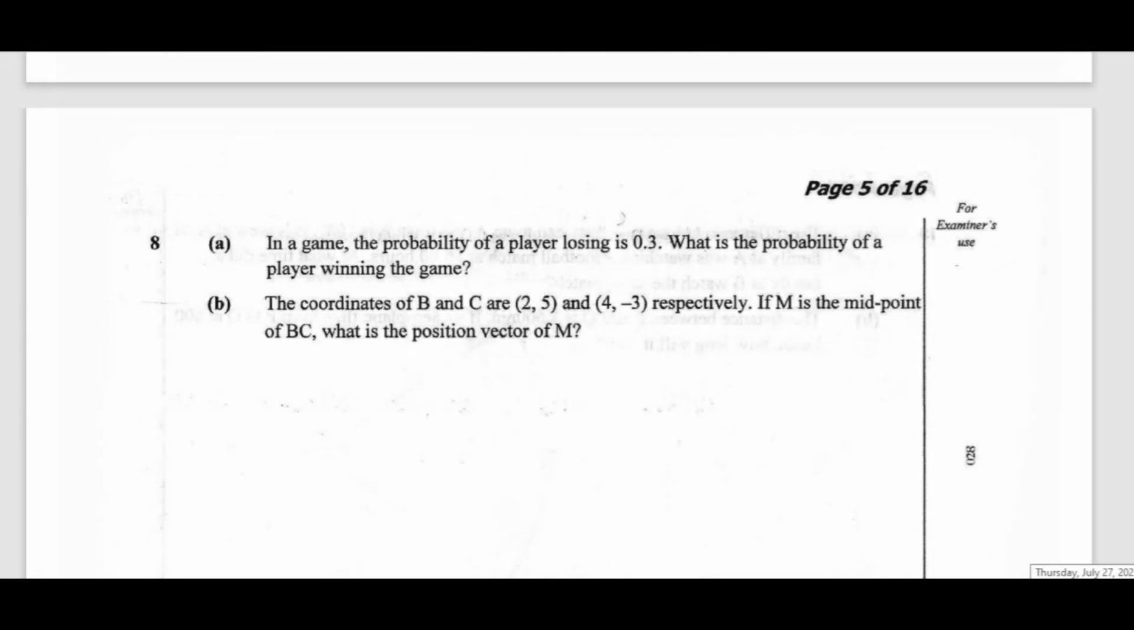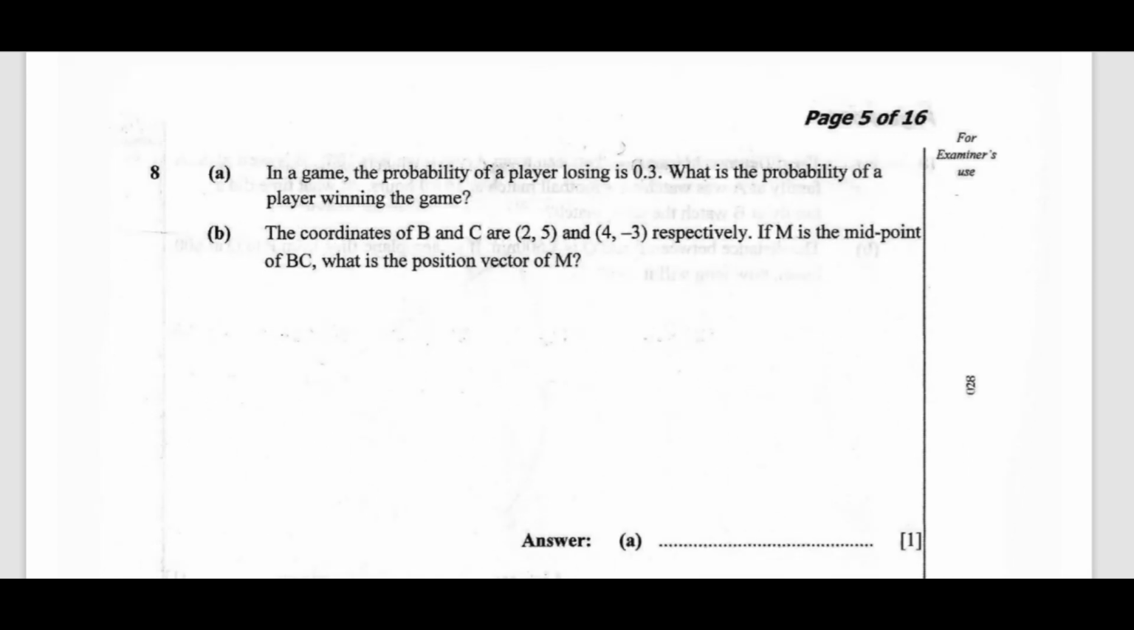So question 8. In a game, the probability of a player losing is 0.3. What is the probability of a player winning the game? When an event is happening, the probability is equal to 1. When an event is not happening, it is equal to 0. In this case, we'd say x plus 0.3 is equal to 1.